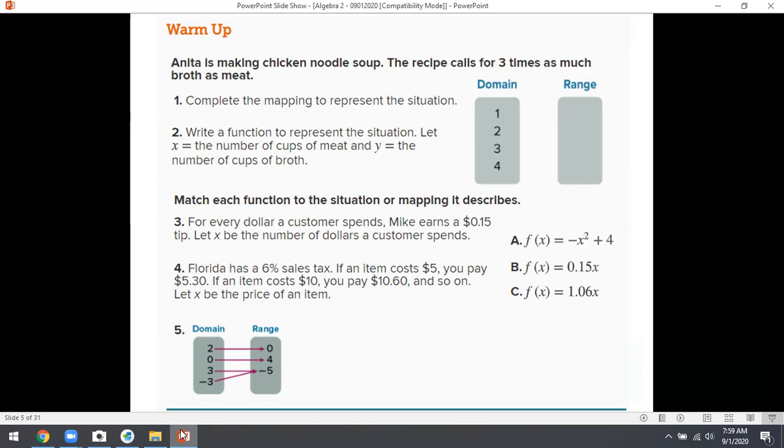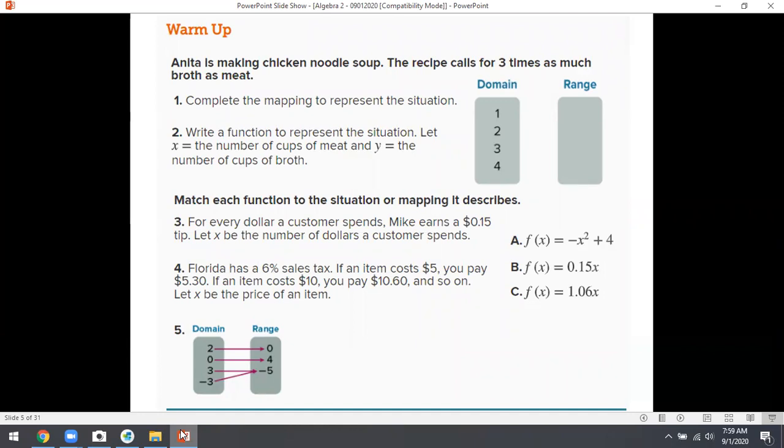Why is it B? Because x is the number of dollars spent, and if you take that times 0.15, you make 15 cents for every x. So if x was 1, you'd have 15. If x was 2, you'd have 30, et cetera. Okay, what about 4? Just from the numbers involved, can you guess which one 4 matches with? I bet it'd be C. Yeah, makes sense to me. 4 is going to be C right there.